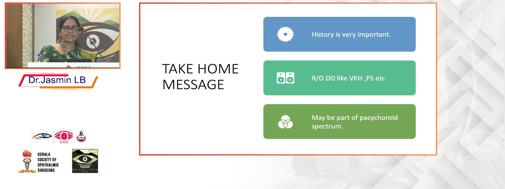Then these are the take-home messages. History is very important. Always ask about the treatment history, whether the patient is taking any drugs which are causing CSR. Second, you should always rule out VKH and posterior scleritis or sympathetic ophthalmia, because the treatment for VKH and posterior scleritis is steroid, which can aggravate the CSR. So rule out those causes. Then you should always think about the other pachychoroid spectrum. It may not be a simple CSR, it could be a part of the pachychoroid spectrum.